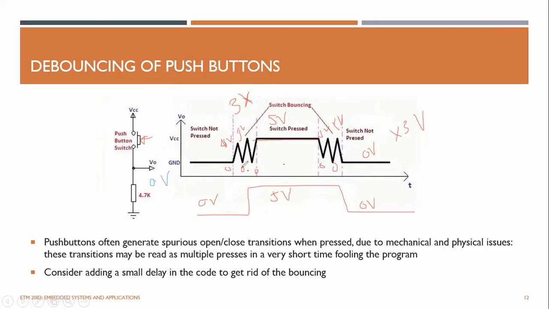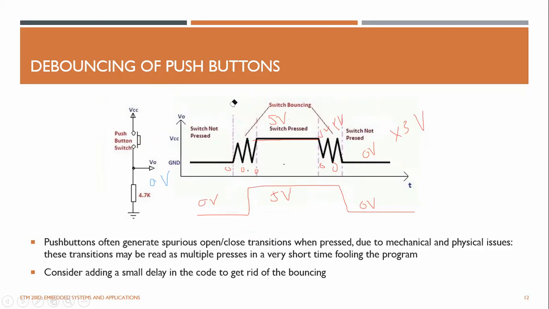Instead, you can wait for some time, like you can make a simple delay. If this hits 5 volt, just wait for some delay and then see if it is not going to 0. Then you definitely know it is 5 volt. It's the same scenario, it is only that someone has pressed it 1 time, right? By using delays, you can get rid of this bouncing effect.